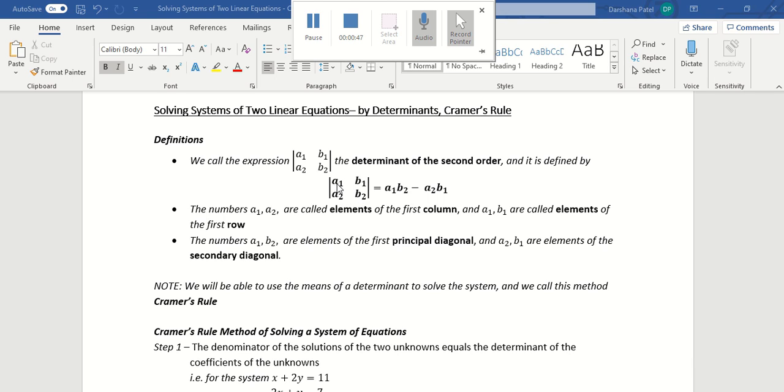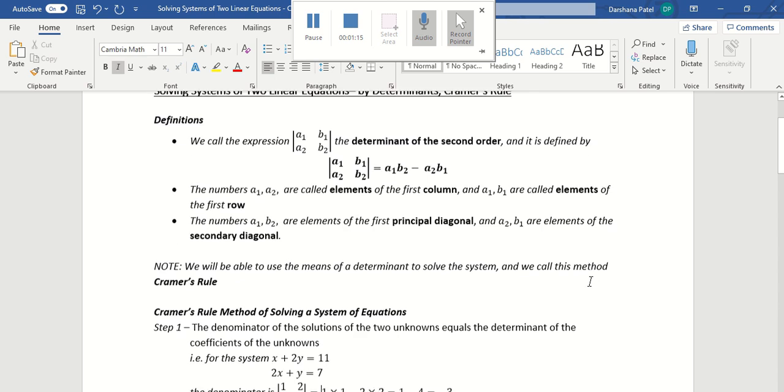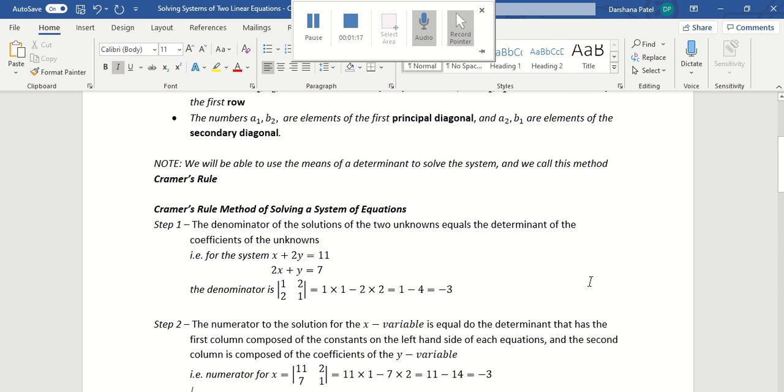The numbers a1, a2 are called elements of the first column, and b1, b2 are elements of the second column. a1, b1 are elements in the first row, and a2, b2 are elements in the second row. As I mentioned earlier, a1 and b2 are elements of the principal diagonal, and a2 and b1 are elements in the secondary diagonal.